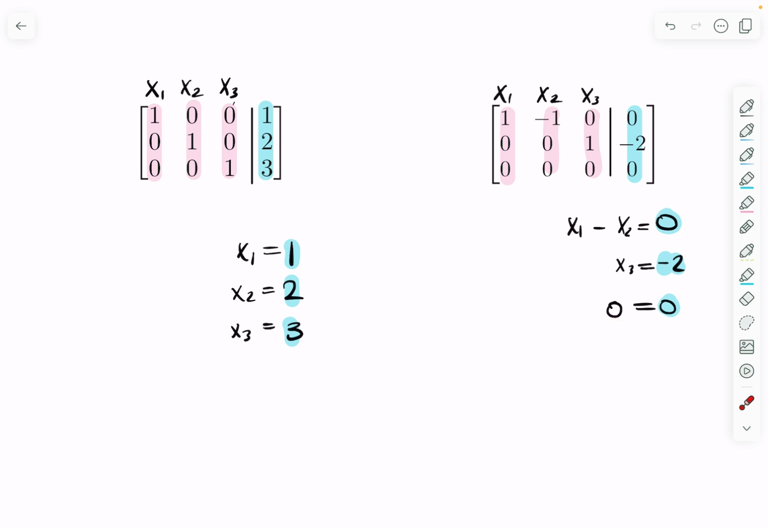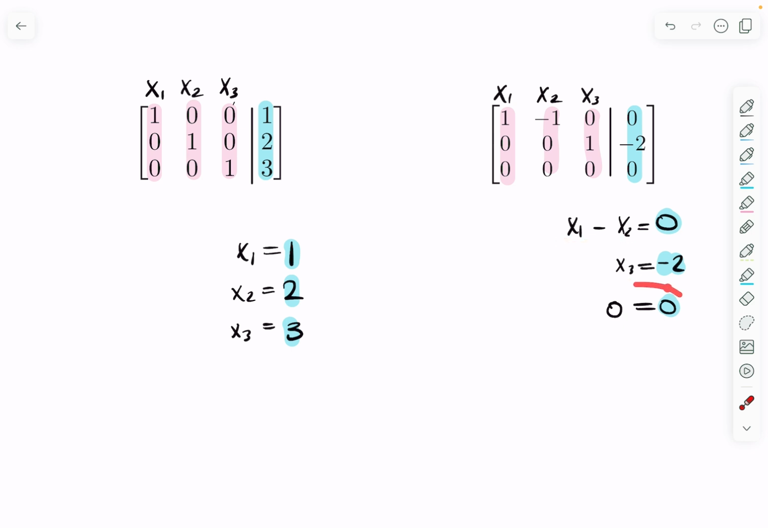Now this is very interesting. When we translated this matrix back into its system of equations and removed all the jargon, we got unique solutions to each of our variables. Unique because every variable has its own value. Then when we translated this matrix back into its system of equations, we got solutions, but they're not unique.